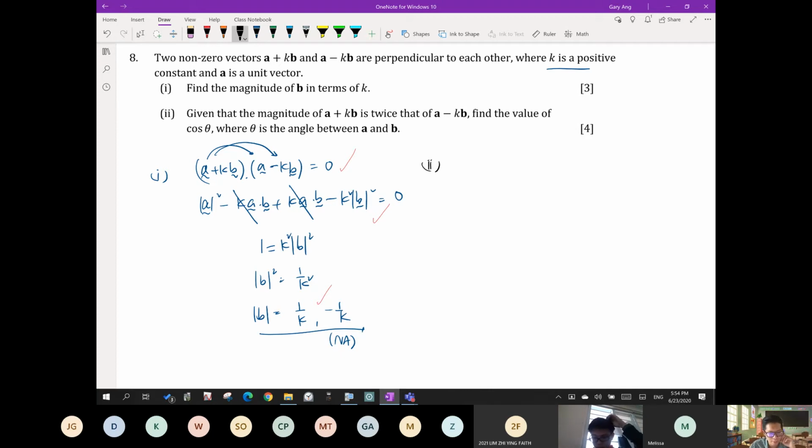That's the first part. The next part, I would think, is quite hard. Given that the magnitude is twice of that, do you know what that means? It means that the magnitude of this is 2 times the magnitude of that. That's all we know. Find the value of cosine theta. Theta is the angle between A and B. Now, you probably want to remember that the only thing that can relate theta with A and B is the formula called the dot product. That's the only thing that can relate theta, and in fact it's cosine theta, so you better be thinking of this.